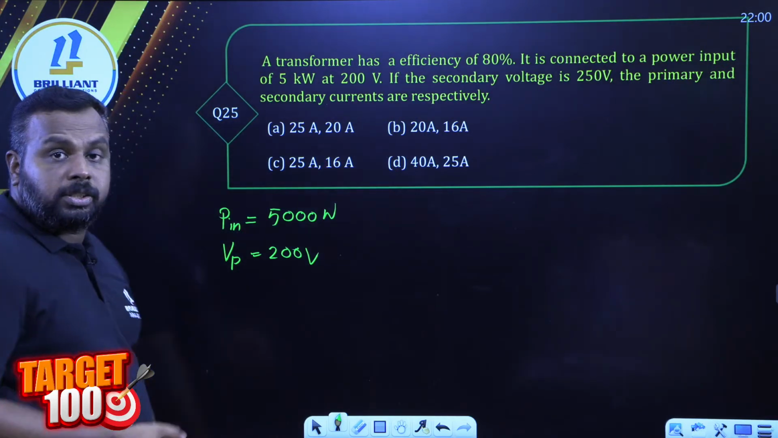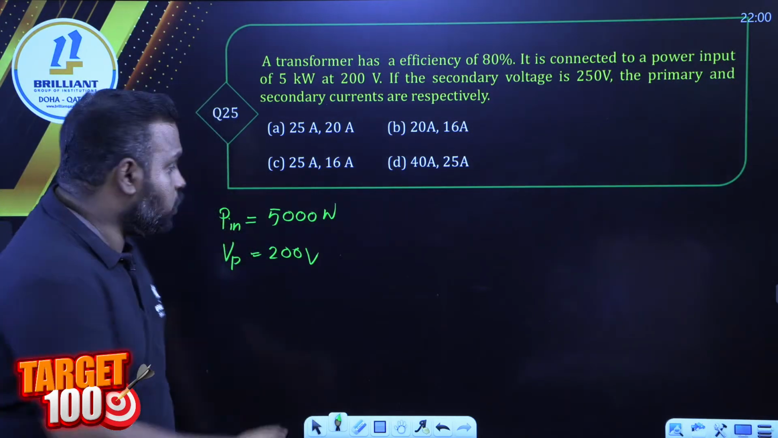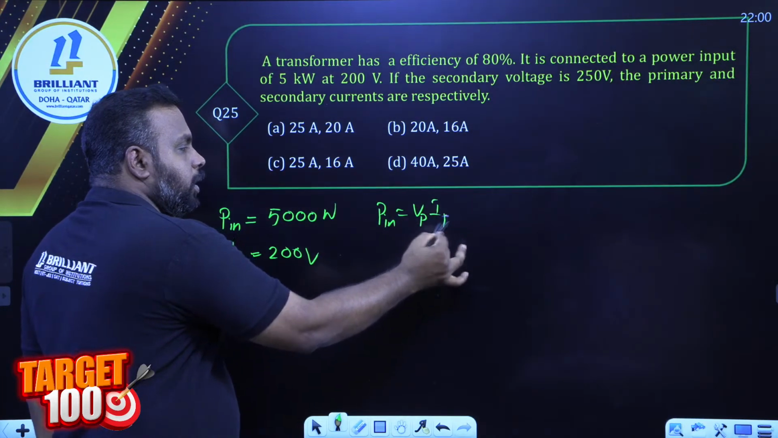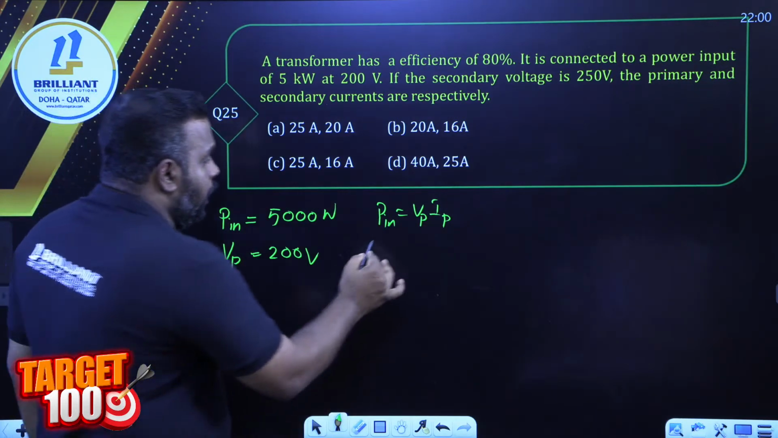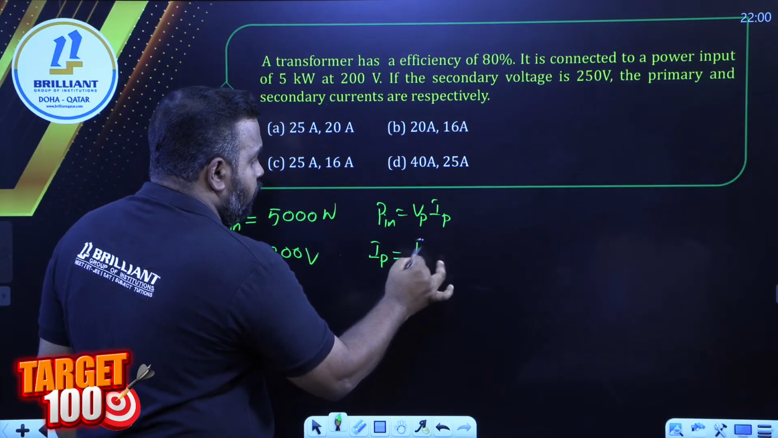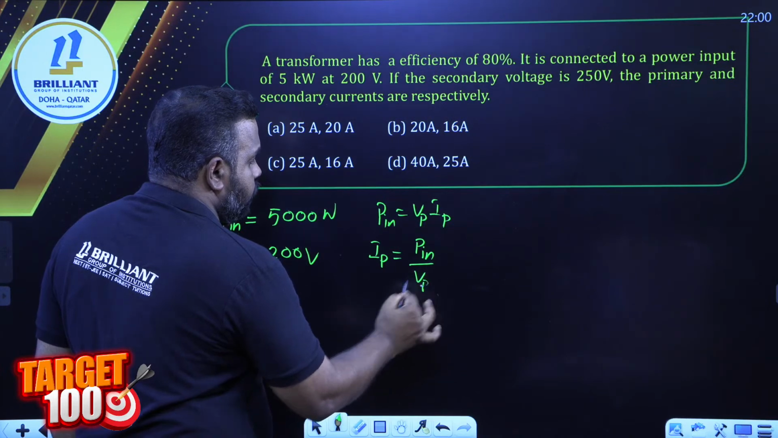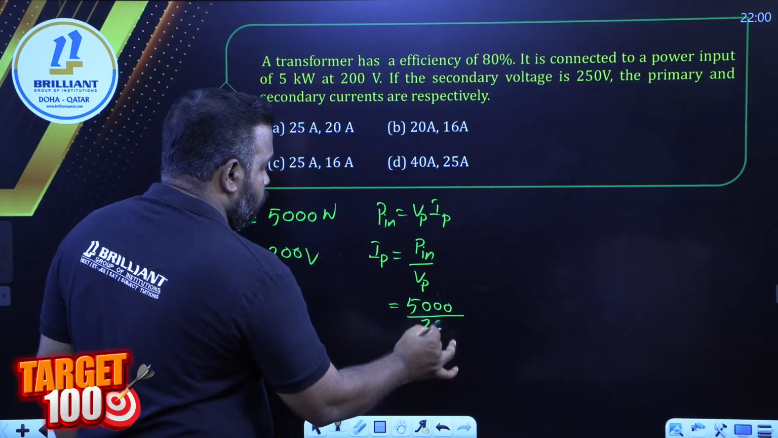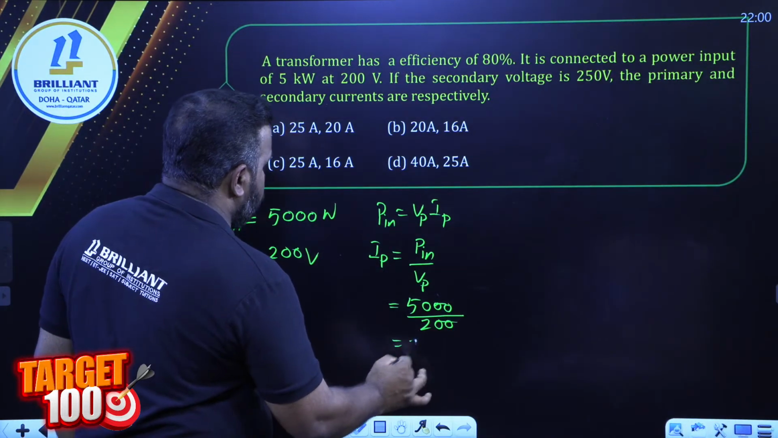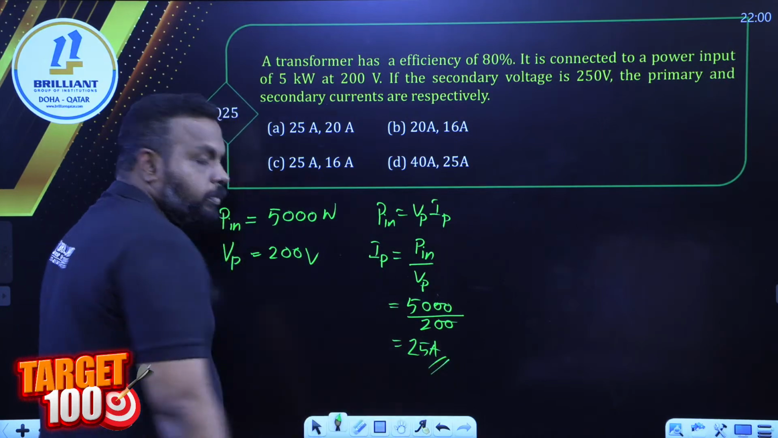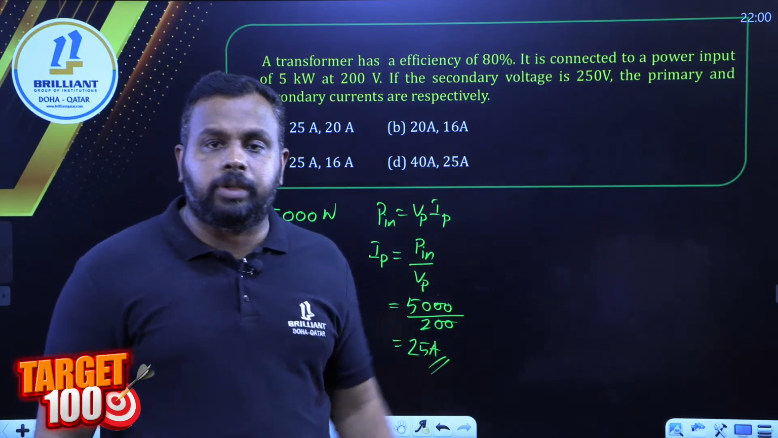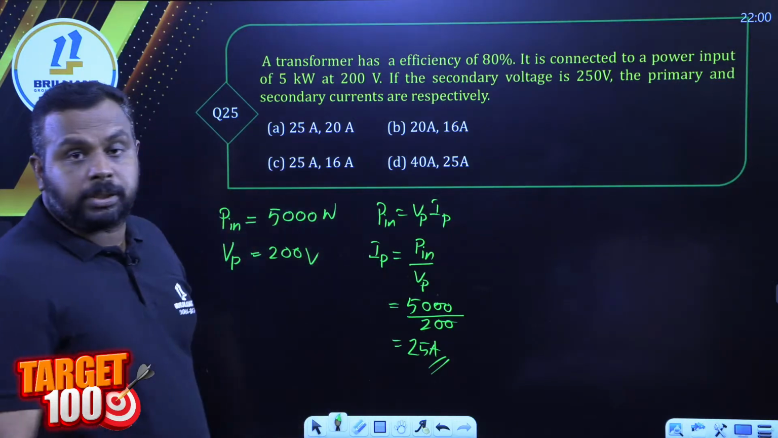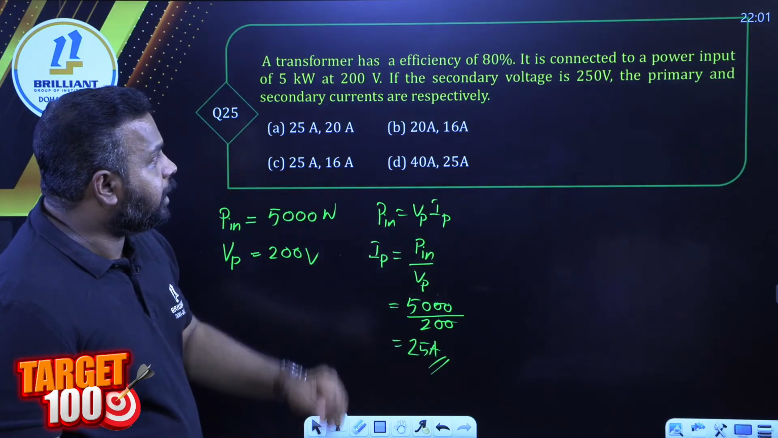So primary current, it is easy. You know that power is voltage into current. So P input is equal to what? VP into IP. Then IP is equal to P in by VP. P input is 5000 divided by 200. 50 by 2. 25 ampere is IP. 25 ampere is the primary current. We got it. IP is 25 ampere. But again, the problem is there are two options with 25 ampere. So we have to find secondary current as well.